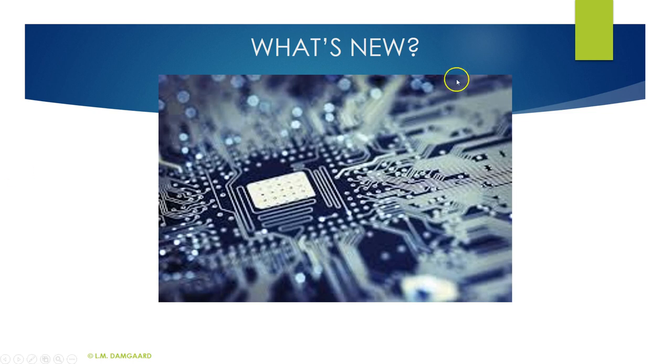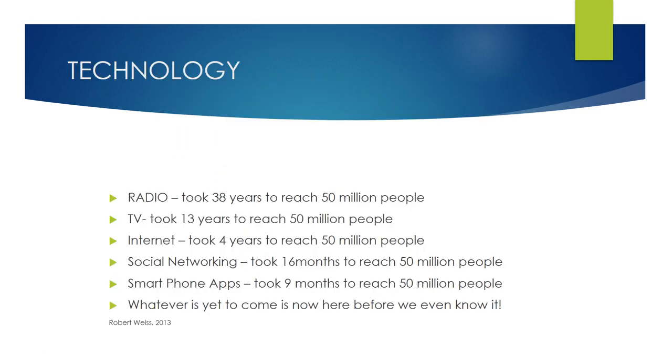So I hope that video with Noah Church was interesting to you, and maybe brought this all together of what this looks like. But then this brings us to what's new. Rob Weiss talks about radio taking 38 years to reach 50 million people. TV took 13 years to reach 50 million people, which is interesting, right?